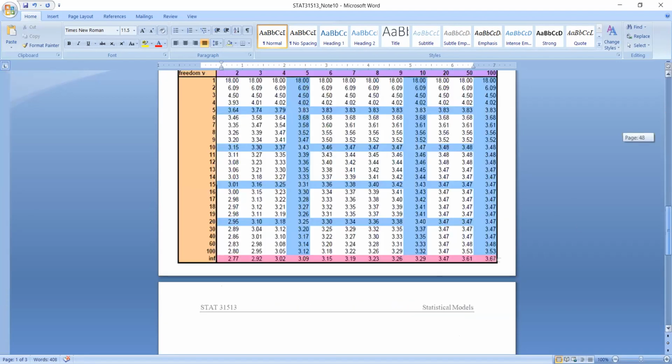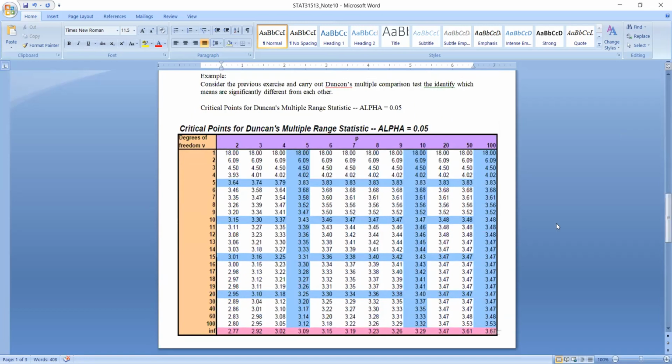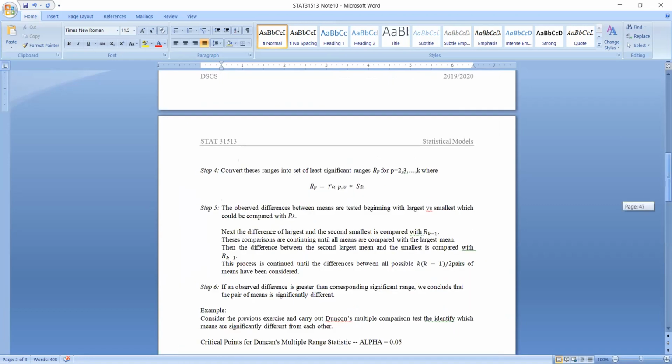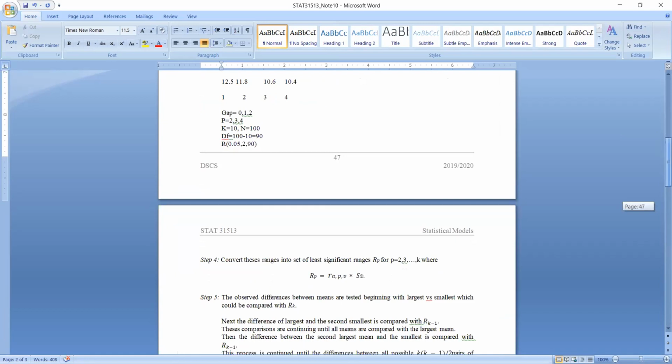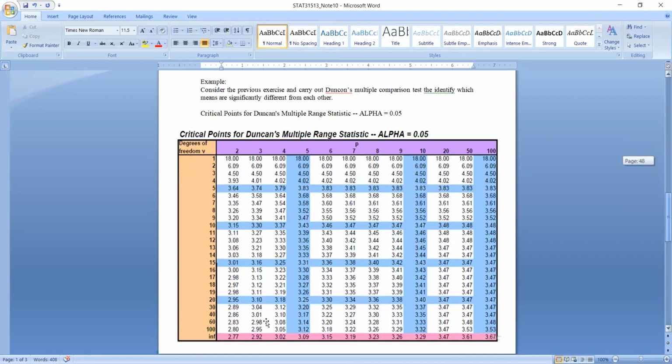So if you look at the Duncan's table, this is for the alpha value 0.05. In that case, this is degrees of freedom 90 and P value is 2. So you can check the degrees of freedom column, that is equal to 90, but 90 is not here. So the closest value for 90 is 100. So you can read 100 and 2 for P. So that is equal to 2.8. That's how you read this table.